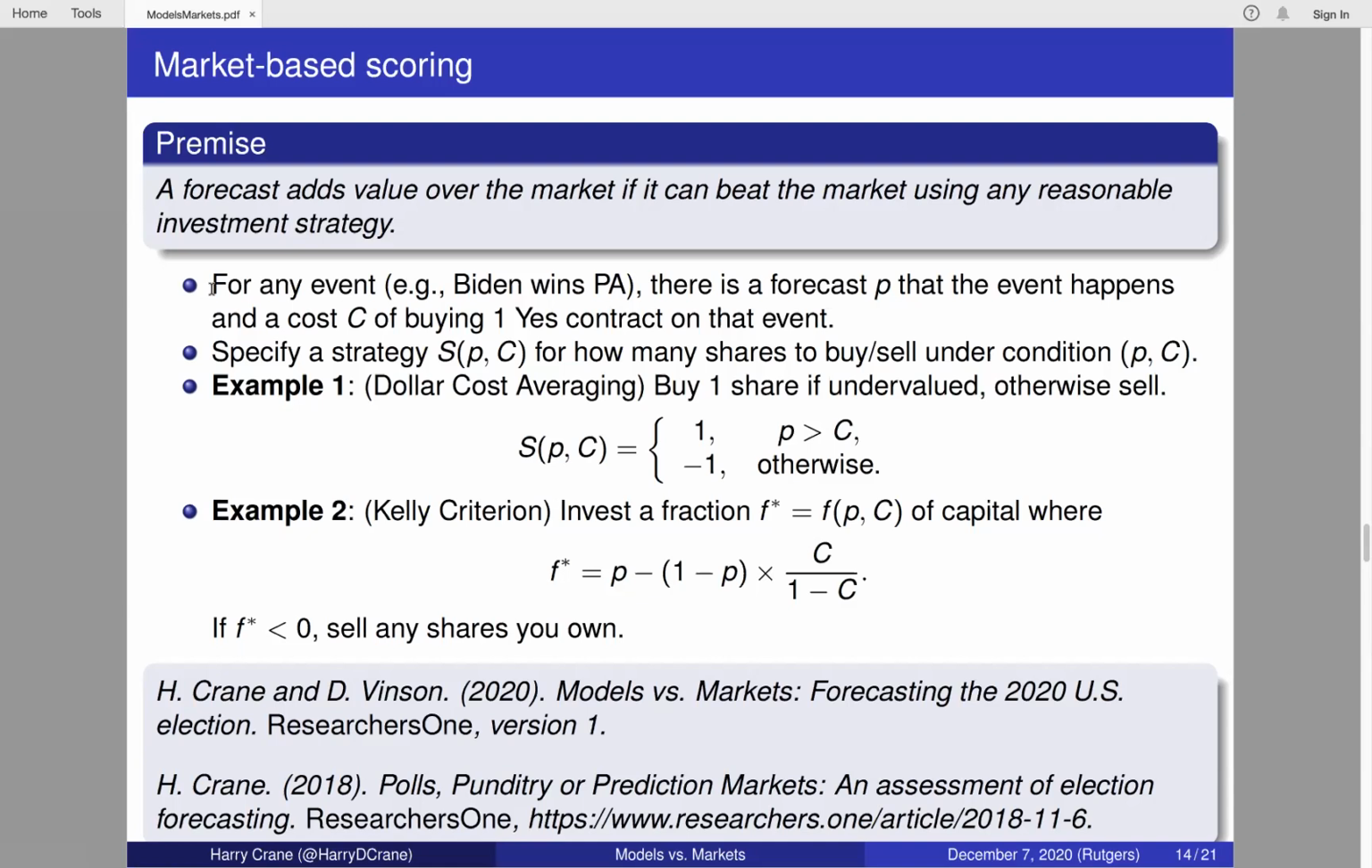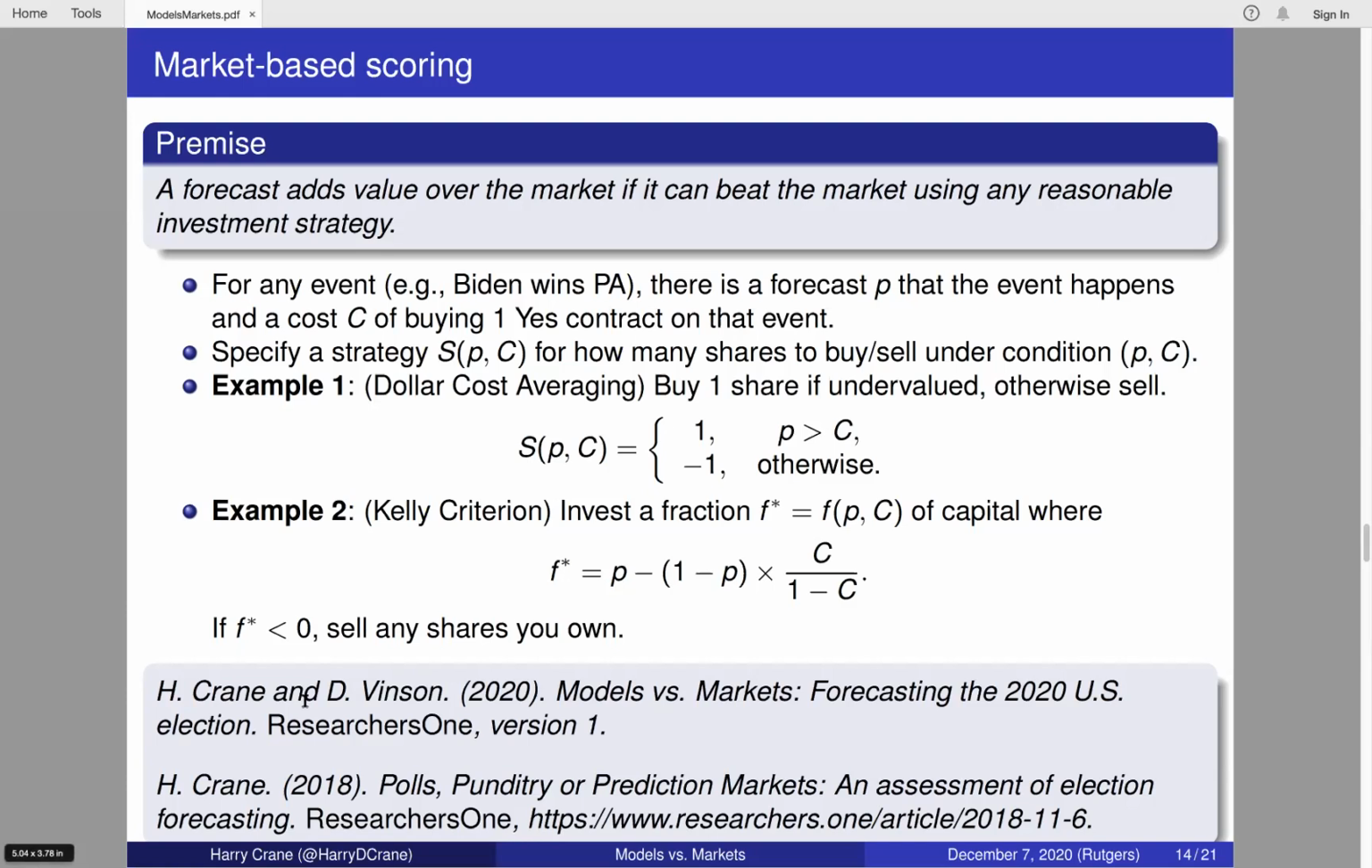So according to the 538 forecast, it would be profitable to buy the yes contract on Pennsylvania, Biden to win Pennsylvania. But what we do in this case is we specify a strategy, and the strategy can be a function of other things. It can be a function of how much money you have. It can be a function of other variables. But for the sake of this, I'm just going to make it a function of the forecasted probability and the cost of the contract. And this is going to tell me how many shares I'm going to buy or sell under any possible condition. In my paper with Darian, we specified and studied two specific strategies. We could have picked others, but this is what we picked.